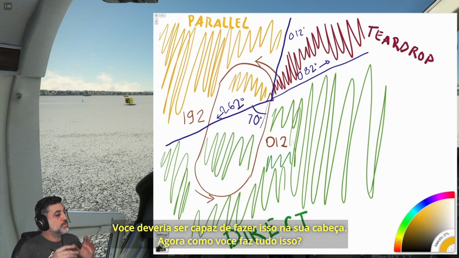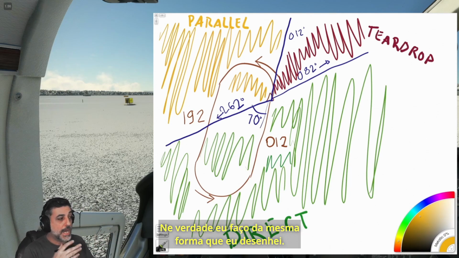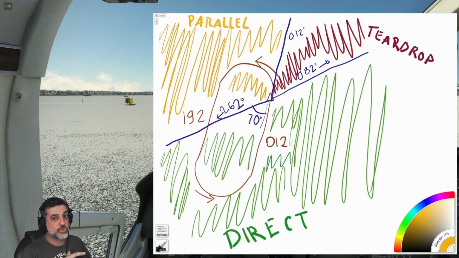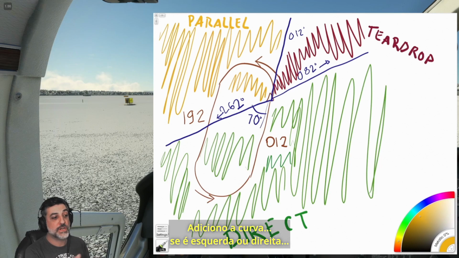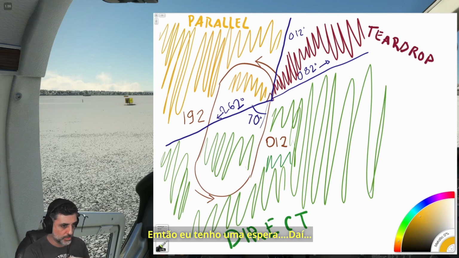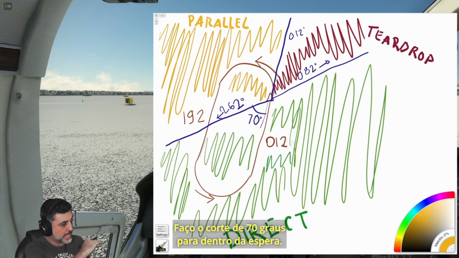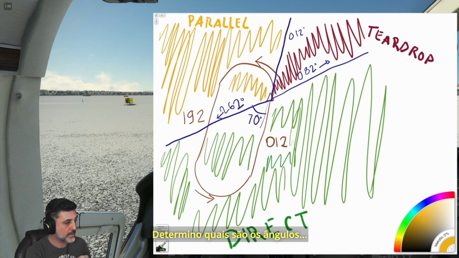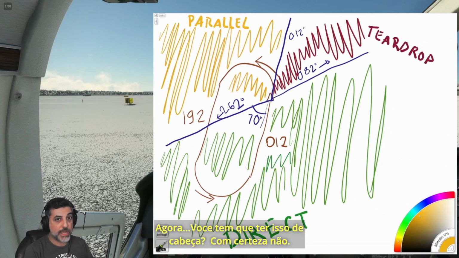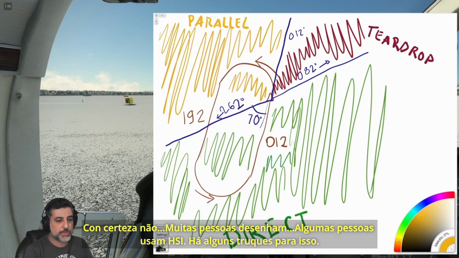So you should be able to do this in your head. Now, how do you do all this? Well, actually, I do it the same exact way I drew. I start with the fix, I add the inbound, I add the turn, is it left or right? Then I have a hold. Then from there, I make the 70-degree cut to the inside of the hold. Determine what those angles are. And then I determine what my entry will be. Now, do you have to do it in your head? Absolutely not. A lot of people draw it.